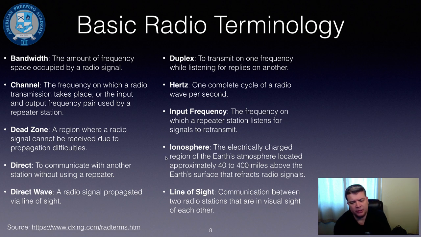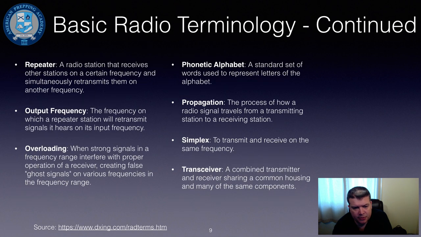The ionosphere is an electrically charged region of the Earth's atmosphere located approximately 40 to 400 miles above the Earth's surface that refracts and absorbs radio signals. And this will become important a little later when we talk about skipping and things like that. Okay, now line of sight. Line of sight is communication between two radio stations that are in visual sight of one another. Line of sight might be the most important thing to understand about handheld radio communications.